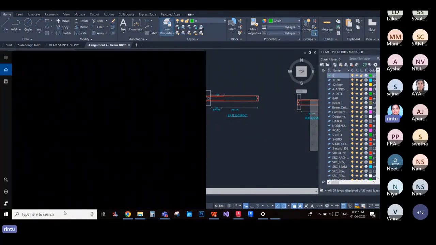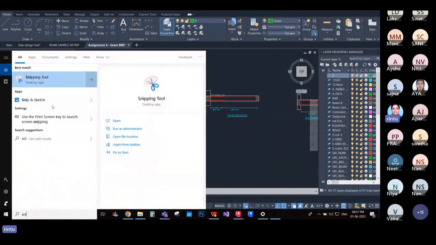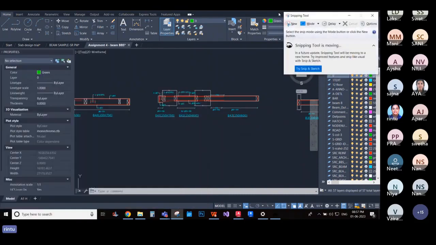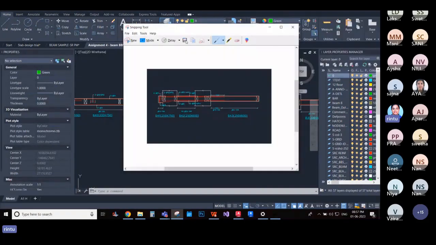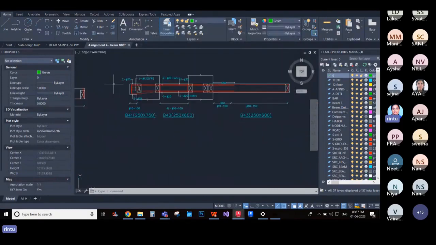In every laptop, there's an option for taking a snippet. You will have to just select this snipping tool, go to the new option, and select the window. You can copy, paste in WhatsApp and send the same. Or you can use the screenshot options already available in most keyboards. So use this method to share your doubts, because once there is a diagram to show what your doubt is, it will be easy for us to explain what needs to be clarified.